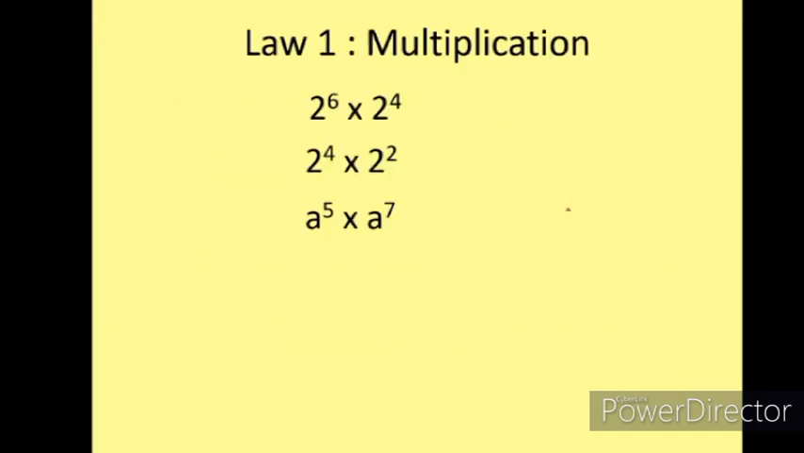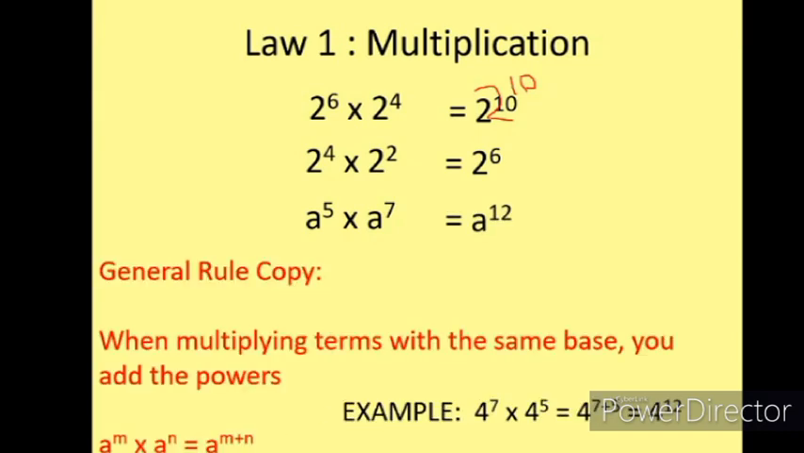Right, so this one here, I'd have to keep the base the same, which is 2. I'm adding 6 plus 4, which is 10. So 2 to the power 10. This one here, I keep the base the same, which is 2. 4 plus 2 is 6. Good. Keep the base the same, which is a. And 7 plus 5 is 12. Okay, good, nice. Here you go. If you wanted to copy the formula down, that's all. Next one. Yeah, good.